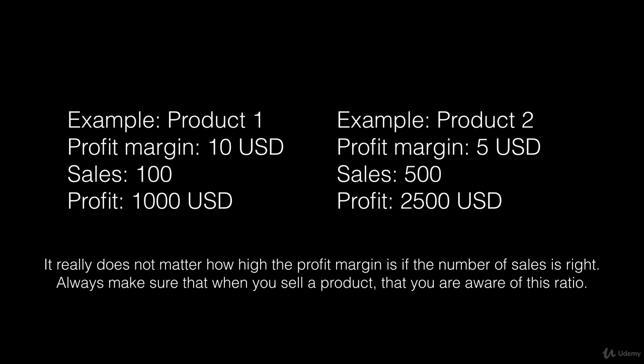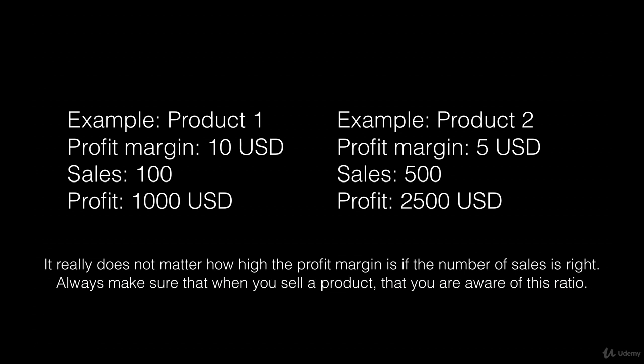But now let's look at product number 2. This one has a profit margin of only $5. And now we could think, well, this is perhaps not such a good product because it only has a profit margin of $5 in comparison to the other one, which has a profit margin of $10. So I should perhaps not go for product 2. But wait a second, perhaps you should. The profit margin is only $5, but we can sell this product 500 times every single month. So we get a profit of $2,500 US. As you can see, it does not really matter how high the profit margin is if the number of sales is right.